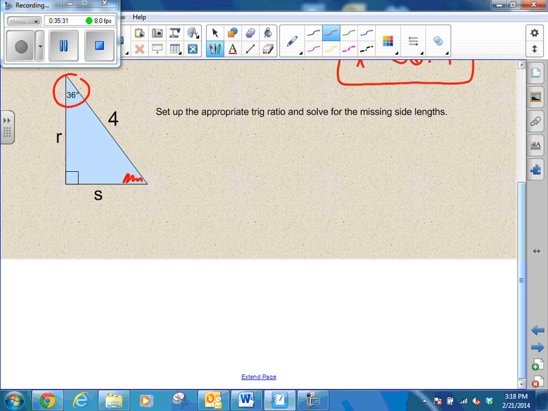So I'm going to go to 36. What variable do you want to solve for? Okay, I heard s. So I'm going to ignore r for right now. Okay? 36, what side to what side? What do I have now? What's s to 36? Opposite? Oh, hypotenuse. Okay, what's that? OH. So, that's sine.